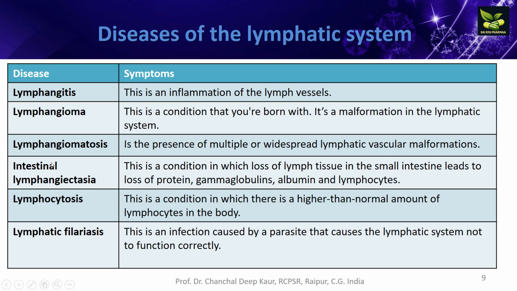Next is lymphangiomatosis. It is the presence of multiple or widespread lymphatic vascular malformations. Next is intestinal lymphangiectasia. This is a condition in which loss of lymph tissues occurs in the small intestine, and it leads to loss of protein, gamma globulins, albumin and lymphocytes. Next is lymphocytosis. This is a condition in which there is a higher than normal amount of lymphocytes in the body. Next is lymphatic filariasis.